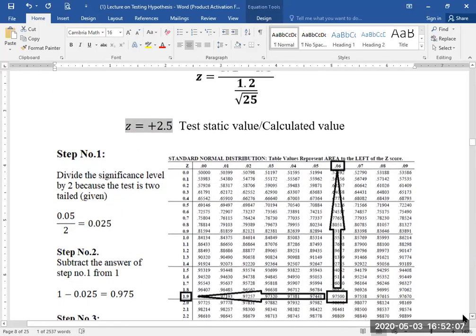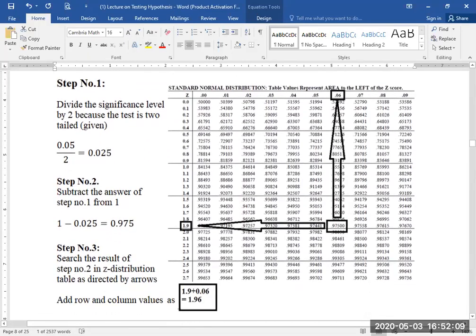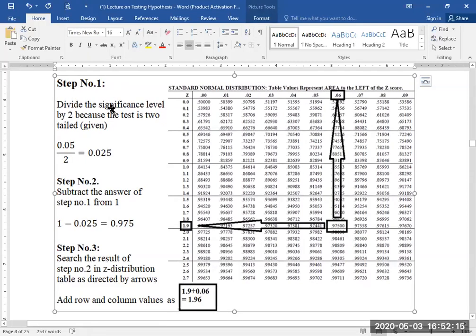Now students, the critical region we can find from the table, as I have mentioned here from the screenshot. The objective of showing this table is to know how to calculate the critical region from the normal distribution table, that is, to find the critical value. I have divided it into three main steps. Number one, divide the significance level by 2, because the test given is a two-tail test. So 0.05 divided by 2 is 0.025.